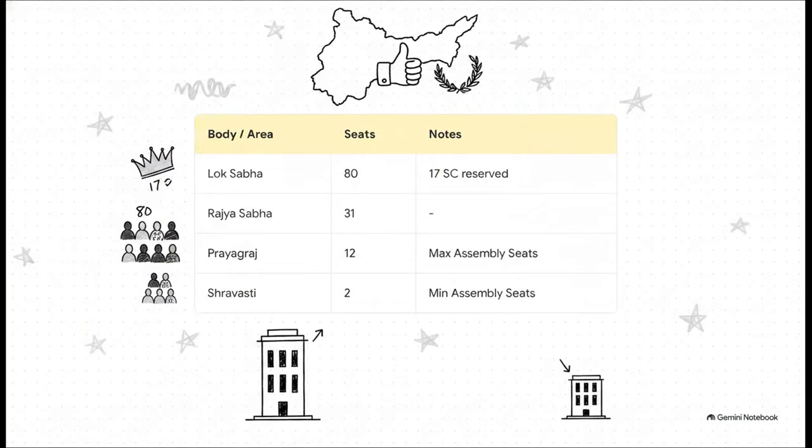Now, if you want to understand UP's unmatched political weight in India, you just have to look at its parliamentary representation. It holds 80 Lok Sabha seats, including 17 SC reserve seats. That is the highest of any state in the country, which literally shapes national elections. The Rajya Sabha adds another 31 seats. And locally, the variances are pretty wild. Prayagraj holds a maximum of 12 assembly seats, while districts like Shravasti, Mahoba, and Chitrakoot sit at the bare minimum of just 2 seats each.